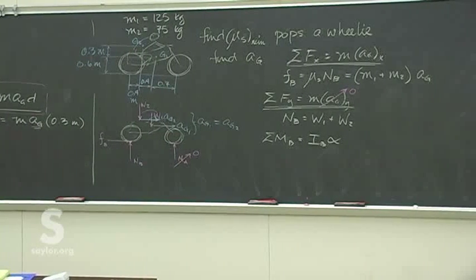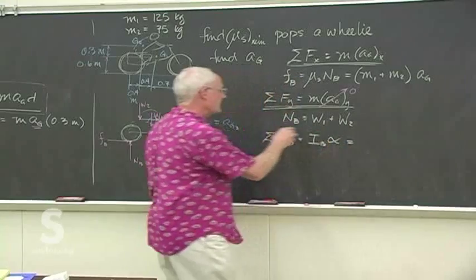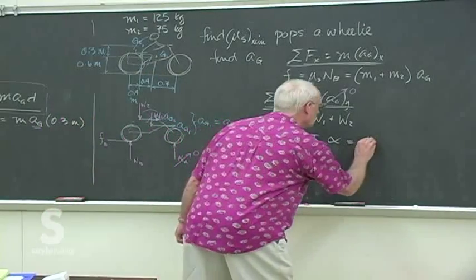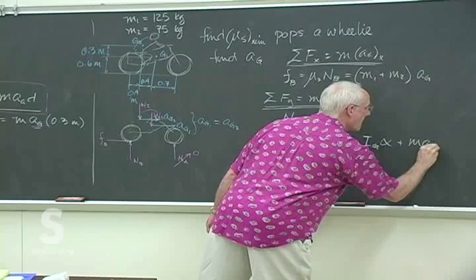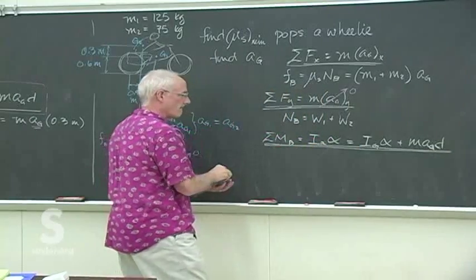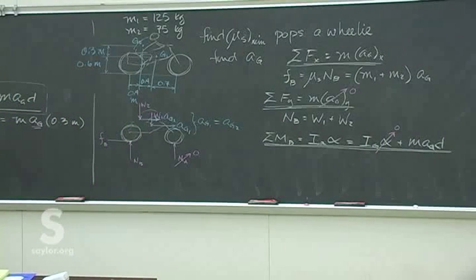Do we know anything about that? Don't say that that's equal to zero, because we need to apply our parallel axis theorem. And the IG alpha we take to be zero. And then that M AG, AG is the same for both of them, and so the M just becomes the... We can do those separately and just add them in.